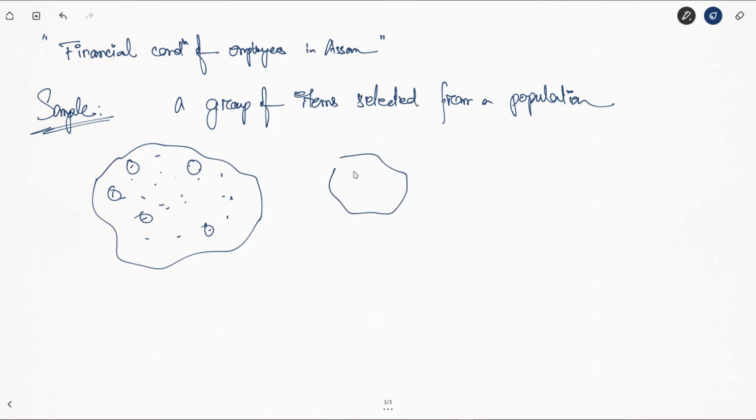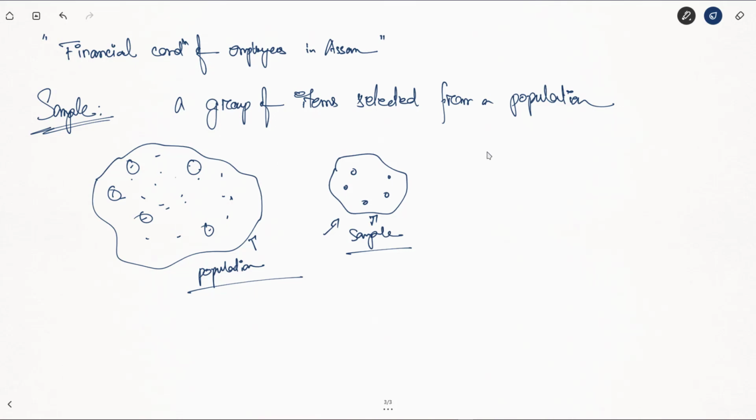Then this group of 5 people will be called a sample, right? So this will be called a sample, this will be called a population. So sample is a smaller version of the population that we select randomly. By default we select them randomly so that we are not being biased, but there are some methods where we select according to our will. That's a different thing that we will discuss later on.